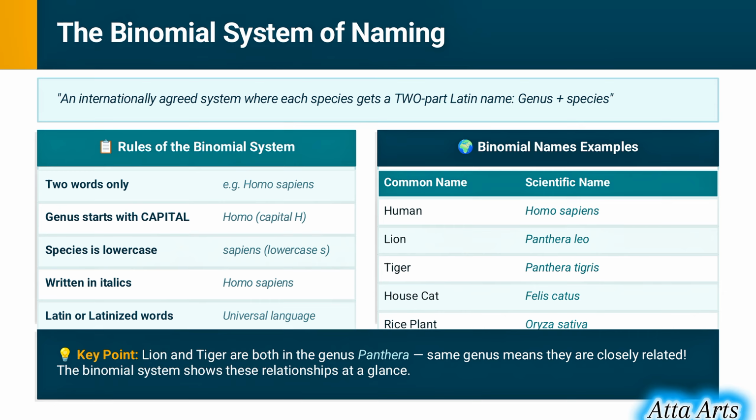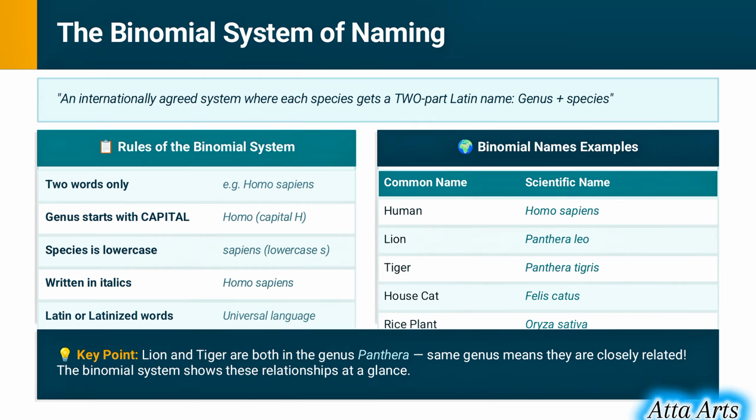Rule number one: there are exactly two words, never one, never three. Rule 2: the first word is the genus name and it always starts with a capital letter. Rule 3: the second word is the species name and it is always in lowercase. Rule 4: the whole name is written in italics, or if you are writing by hand, you underline it. Rule 5: the words are Latin or Latinized, so the same name is used by scientists worldwide.